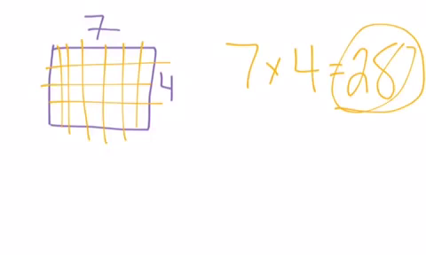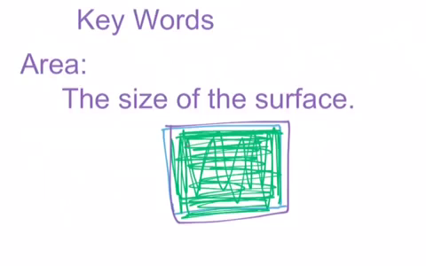So if we go back and count, we have 1, 2, 3, 4, 5, 6, 7, 8, 9, 10, 11, 12, 13, 14, 15, 16, 17, 18, 19, 20, 21, 22, 23, 24, 25, 26, 27, 28. Okay, so I have 28 squares within my shape. So pretty much that's how we're solving area. The biggest thing is to remember that area is the area within the shape, whereas perimeter is the area around the shape, measuring the fence around the shape.